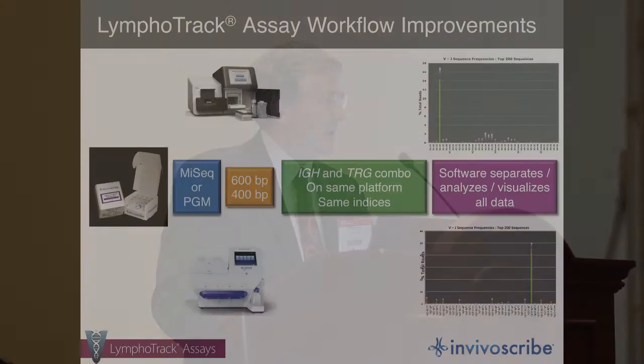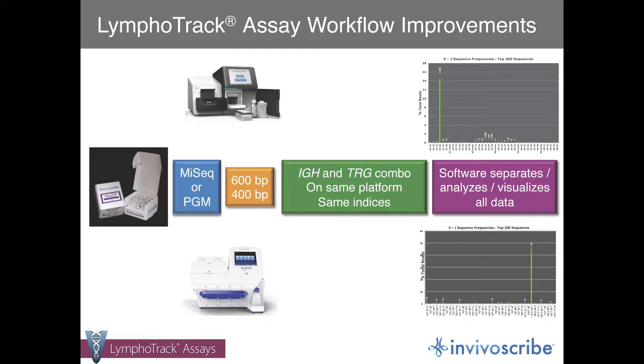We provide the complete solution. We also provide the software for simplified data analysis, because many of you said, I don't want to send you my samples, I want to run them myself, I want to keep total control over them, and I want the data to be analyzed in my hands, and I want to see that. So we provide that. Our available assay targets are TCR gamma, IGH, IGH for somatic hypermutation, and in development we have TCR beta, as well as IG kappa. We can run both IGH and TCR gamma on the same platform with the same indices, and we provide you with the software that does the analysis and visualizes all the data and separates that information for you.